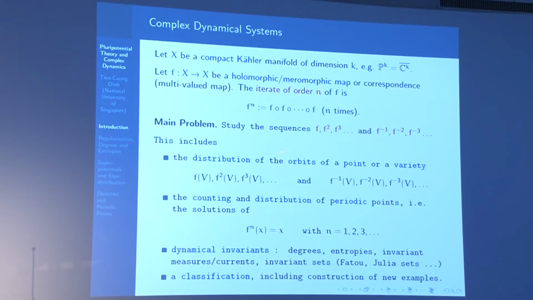Another problem is counting the number of periodic points. That means we consider the equation fⁿ(x) = x and study the distribution of the solutions in the space. Also, we have to study the dynamical invariants, including the degrees, the entropies, invariant measures, currents, or invariant sets like the Fatou set or Julia set. And one more problem is the classification of dynamical systems, including the construction of new examples. It's not easy to construct a new example. It's also difficult to prove that the example is new.